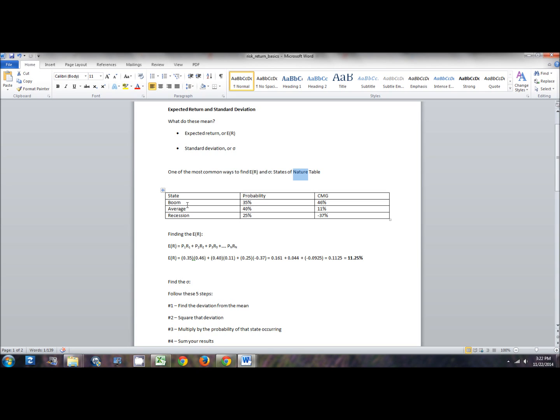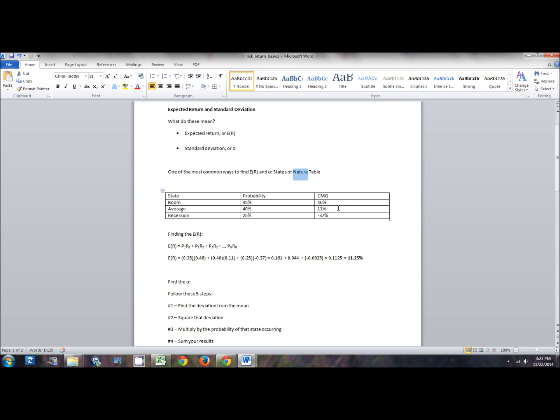Okay, so you determine that the probability of a boom state occurring is 35%, average is 40%, and recession is 25%. Let's say that you're trying to analyze Chipotle stock. The ticker symbol for Chipotle is CMG. A ticker symbol is nothing more than an abbreviation to more easily follow a stock on the exchanges and follow its price, its yield, its volume, all those kinds of things.